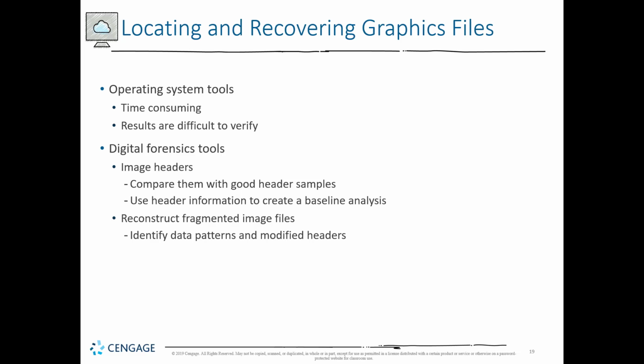Their extensions are very important to the operating system, but the forensics tools are going to look at the header, the hexadecimal value, and it's going to look for a sequence or file signature to be able to capture that data. The use of the header information is basically to create that search analysis or a baseline. When we're looking at reconstructing image files, we'll have to identify data patterns and modify the headers accordingly. This is typically called carving.